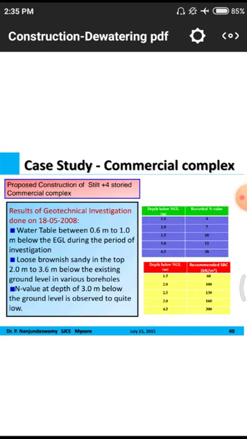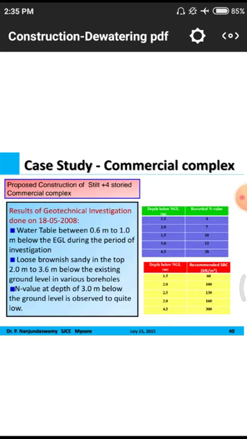That means loose brownish sandy soil in the top 2 to 3.6 meters. On the top of the soil they have sand of brownish color, and the particles are sandy. The total soil is sandy soil at a thickness of 2 to 3.6 meters, simply 1.6 meters of thickness, below the existing ground level in various boreholes. That means boreholes they had drilled on the particular soil itself.